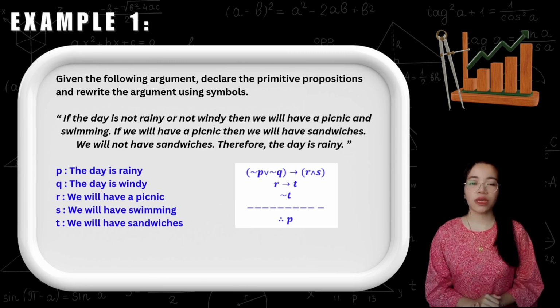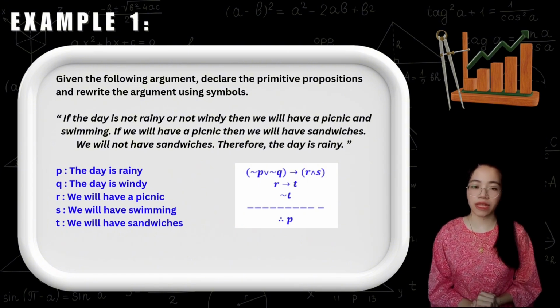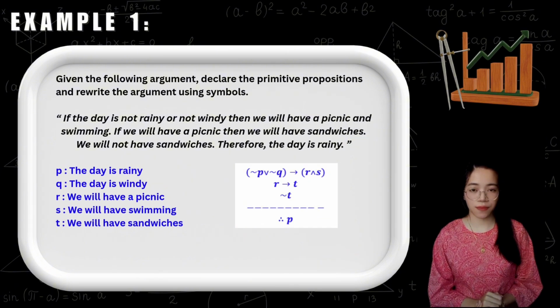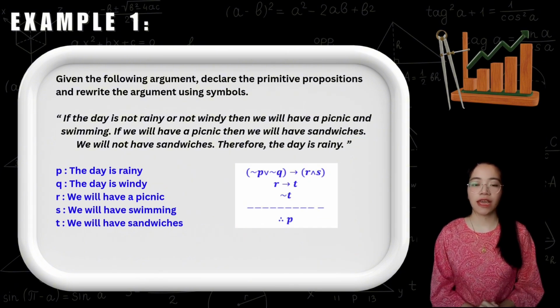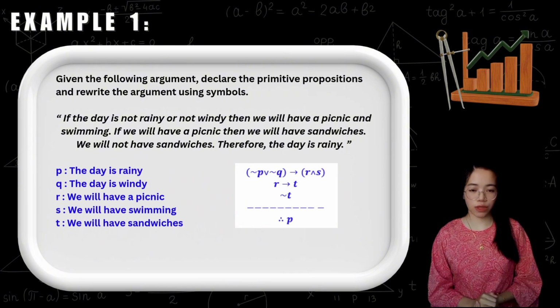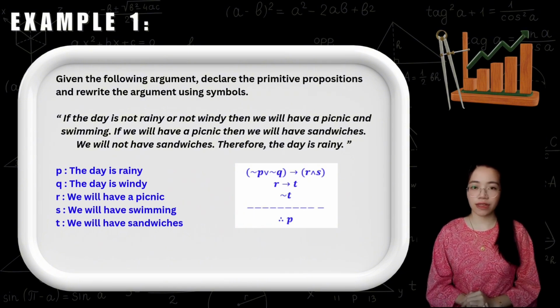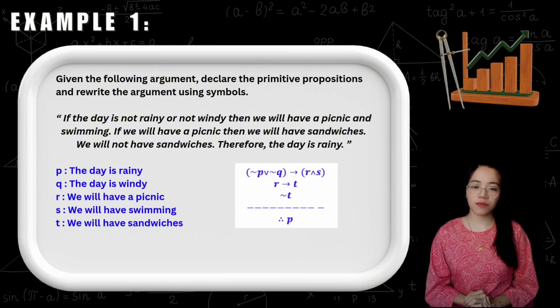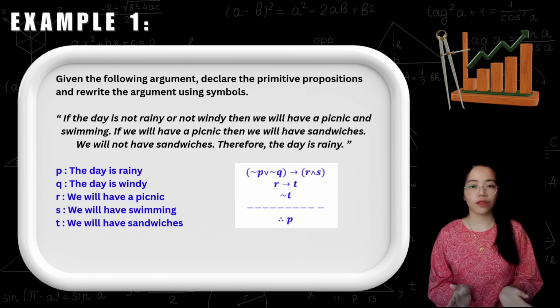In this question, P will be used to represent the statement the day is rainy, Q as the day is windy, R as we will have a picnic, S as we will have swimming, and last but not least, T for the statement we will have sandwiches. Now, on the right-hand side, you will see the argument written in symbol form, where the first premise is in brackets, negation P or negation Q implies R and S, in brackets, R implies T as the second premise, and negation T as the third premise. Last but not least, followed by P as the conclusion.